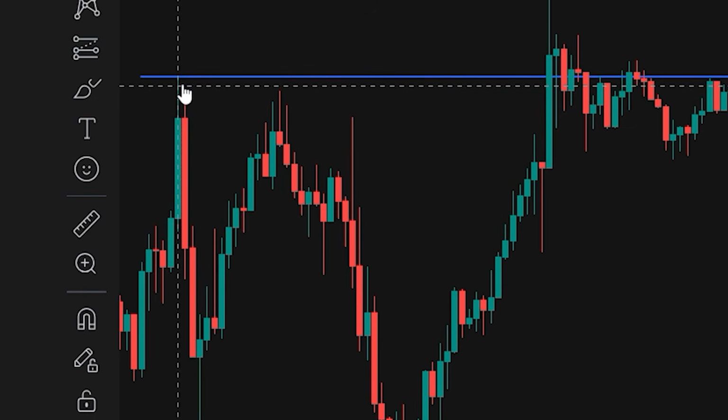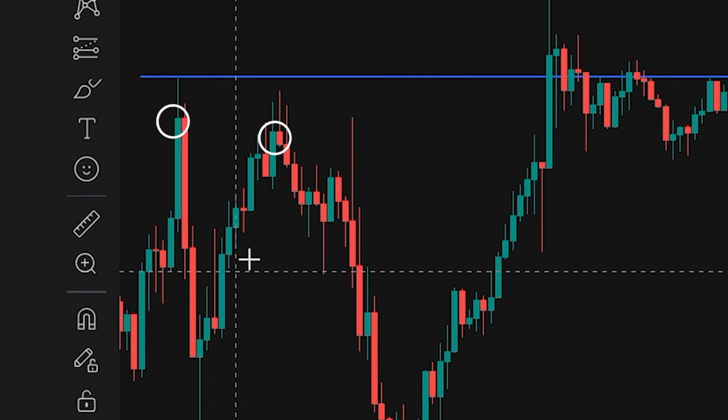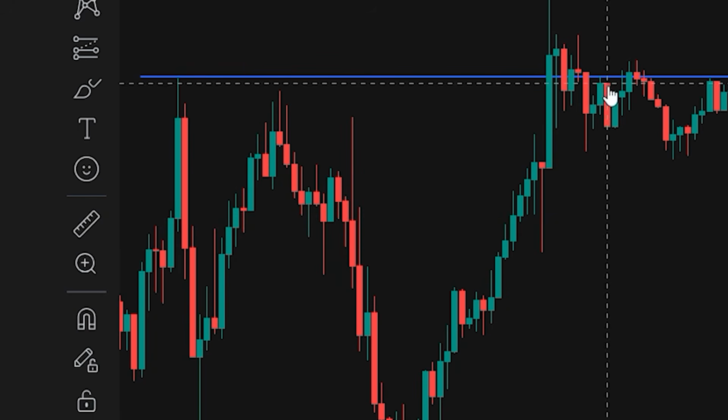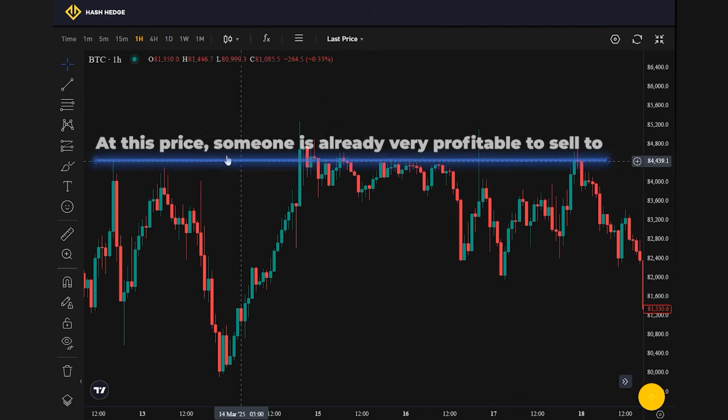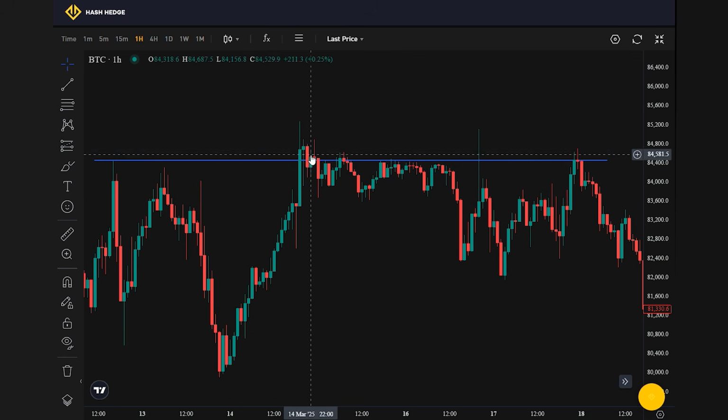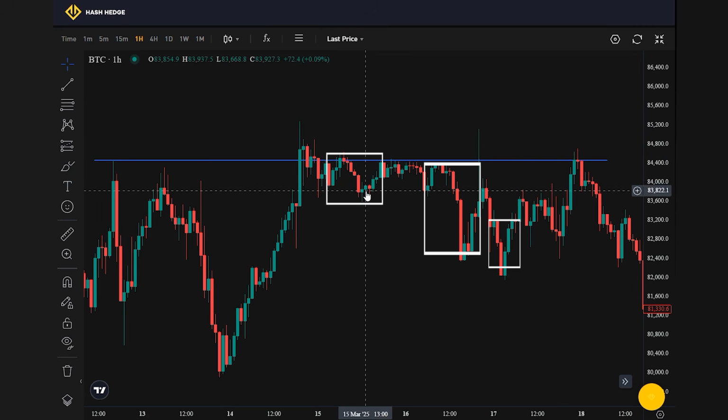Conversely, a resistance level is a price from which the price has often bounced downward in history. This tells us that at this price, it is already very profitable for someone to sell. And there are pending sell orders here, and as soon as the price reaches this point, the orders are automatically triggered. At this point, there are more bears than bulls in the market, and the price starts to go down.